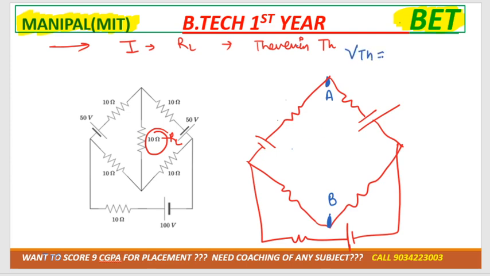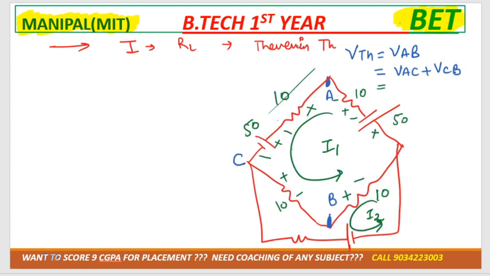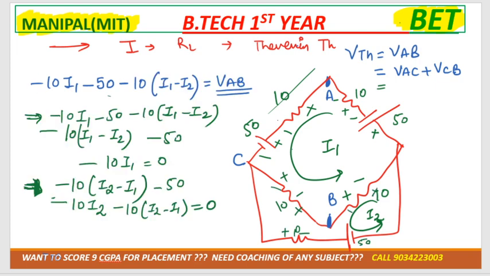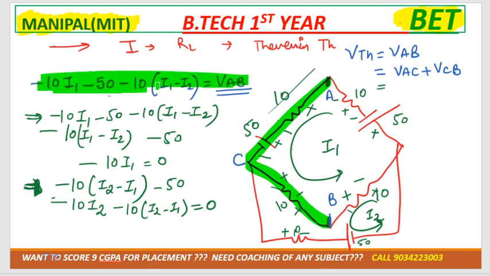Now you need to calculate VTH, that is equal to VAB. As I told you, just imagine that you are standing at A and you need to move towards B. Either you move from the left hand side or from the right hand side, right. So let's move from the left hand side. VAB would be equal to VAC plus VCD, okay. So it would be minus 10 I1 minus 50, then minus of. So now we'll have three equations, A to B, right. So this would be the value of VAB.